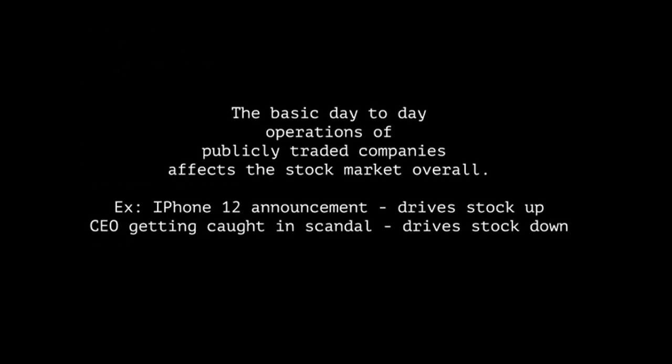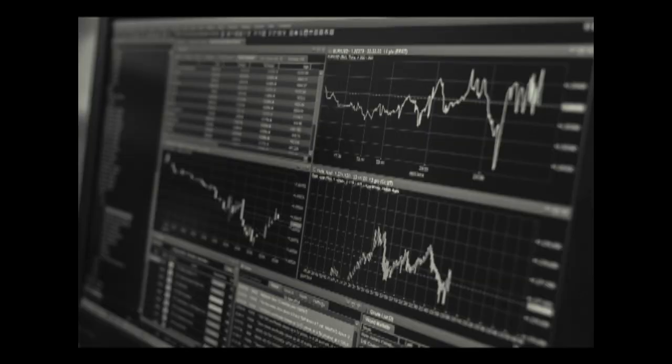A lot of things drive the market up or down, whether it be a new product being announced or a CEO having a scandal linked to them. This should give you all the basic info needed to get into the stock market, but there's always things to learn, so don't think it stops with just this info.